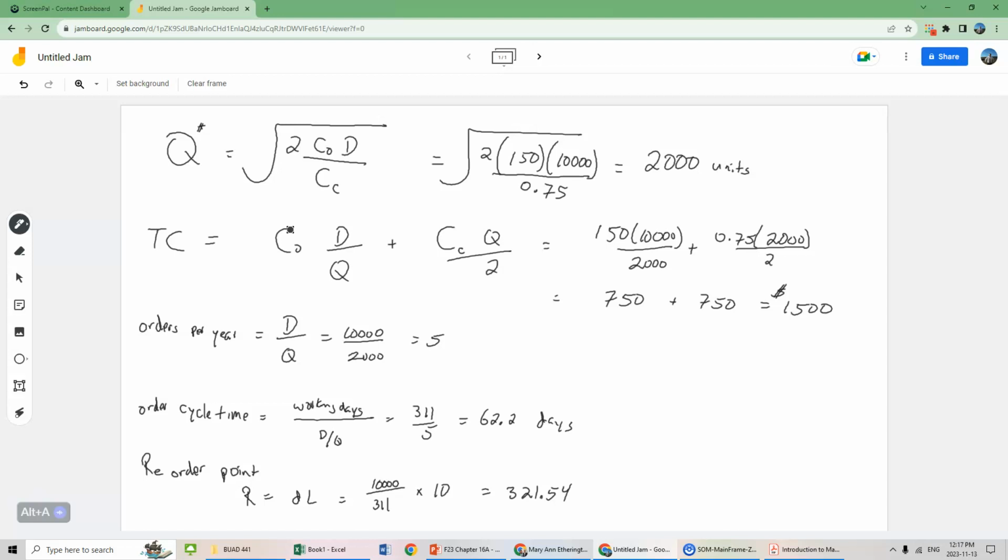Also going forward, some things that we can ask is we can compare this model to the current model. What would the model look like in terms of the total cost, orders per year, order cycle time, and reorder point if we ordered, say, 2,500 units per year? One of those costs in our inventory costs can be lower, but one's going to be higher, and we might be ordering more per year. So that's a good comparison for this chapter.